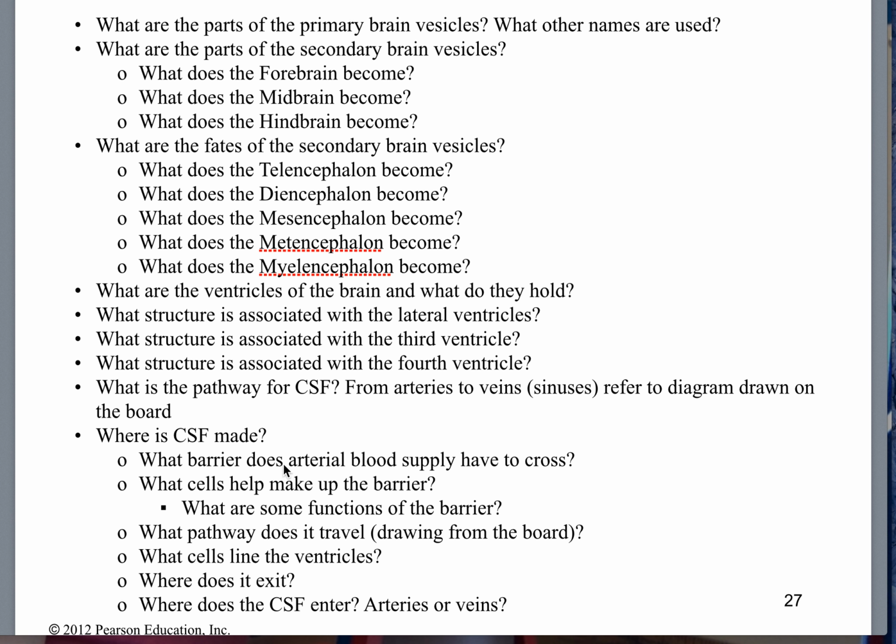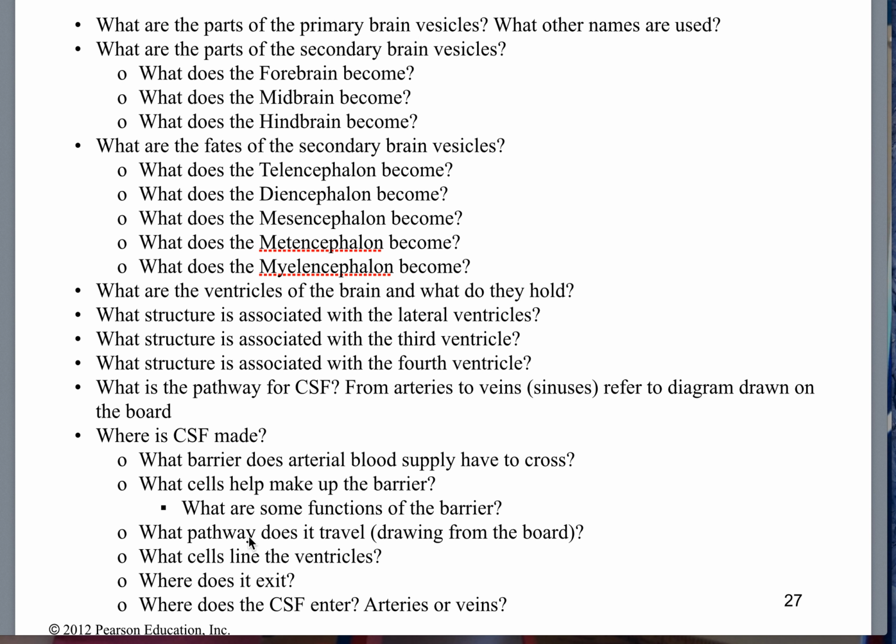And then what barrier does arterial blood supply have to cross? It's the blood-brain barrier. What cells make up the barrier? This is a review from way back when. So these were star-like cells, astrocytes. What are some of the functions of the blood-brain barrier? To protect. So they're basically to protect your brain. The things that can cross are lipid-soluble or fat-soluble. So any drug that can cross into the brain has to cross this barrier. That means that any drug that crosses into the brain can cross the placenta to affect the baby.